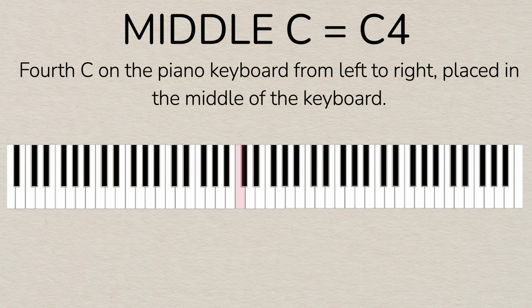Now that we know where the middle C is, we can find all other C's on the piano if we just move to the left or the right on the keyboard. C is always going to be the white key in front of every block of 2 black keys.